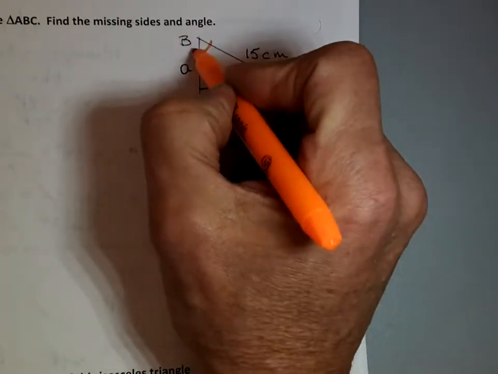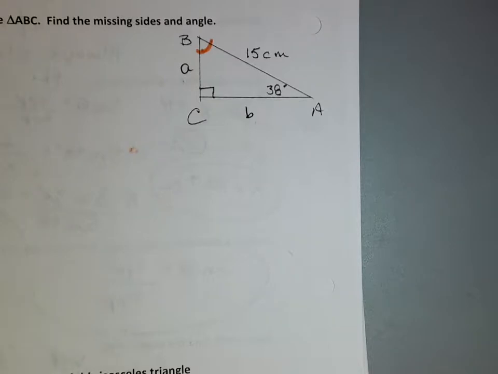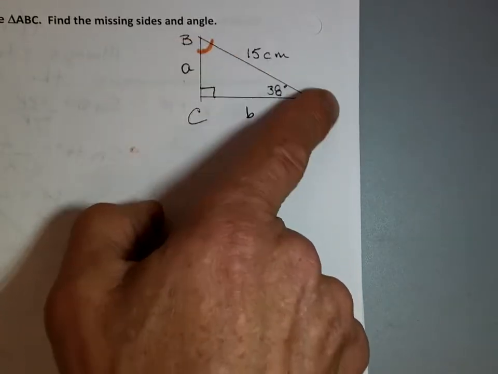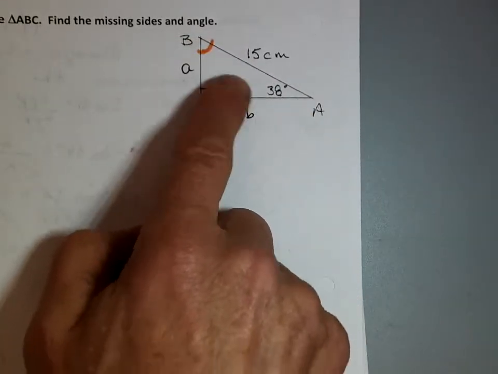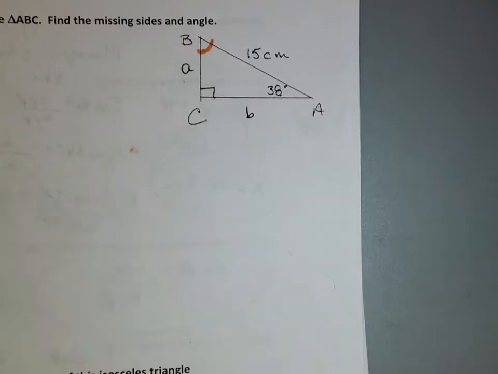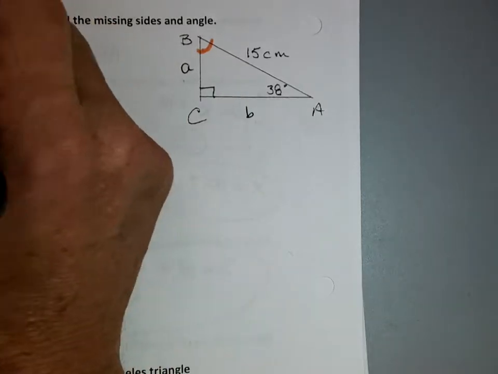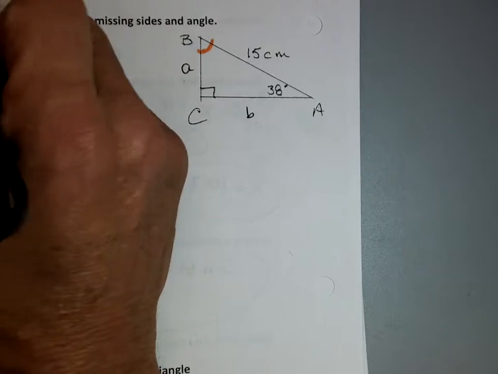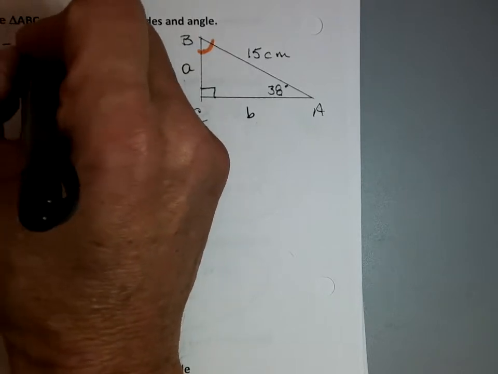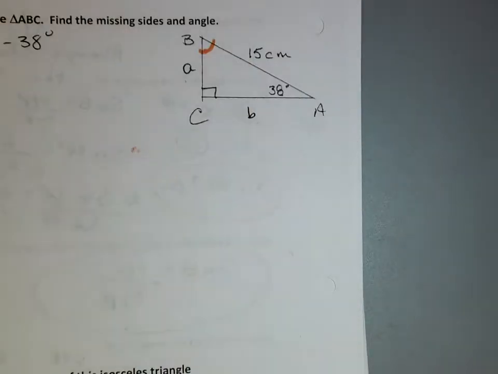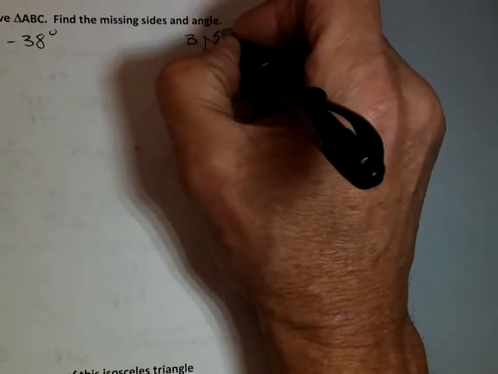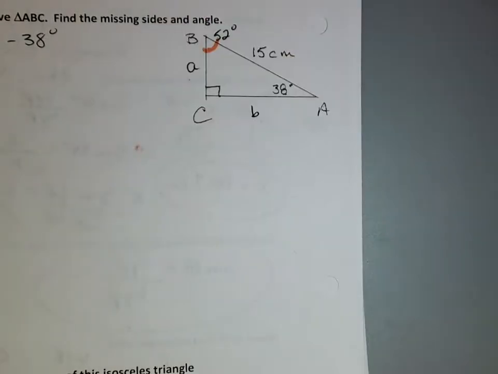Angle B, 90 plus 38. I know that these two angles have to add up to 90. They have to add up to 90 because out of 180 degrees, 90 is already used. So to find angle B, I'm just going to go angle B is equal to 90 minus 38. Those two angles have to add up to 90 because the other 90 has already been used. So 90 minus 38, and I get an answer of 52. So angle B is 52 degrees.